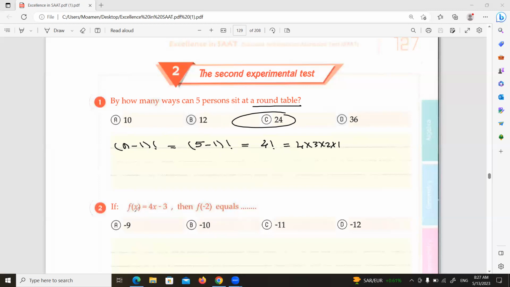Number 2, if f of x equals 4x minus 3, then f of negative 2. Just simplify by substituting, replacing x by negative 2. So 4 multiplied by negative 2, minus 3. 4 multiplied by negative 2 equals negative 8. Negative 8 minus 3 equals negative 11. This is the answer of the second problem. We're going to the third one.